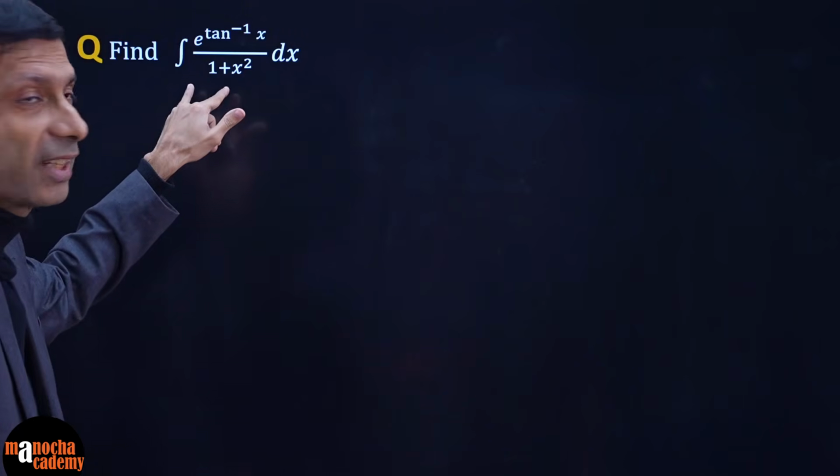So if I differentiate tan inverse x, you can inspect, you will get 1 by 1 plus x square. So that's why you should remember the formulas. Differentiation of tan inverse x will give you 1 by 1 plus x square. So that gives you the clue. I'm giving you the clue.